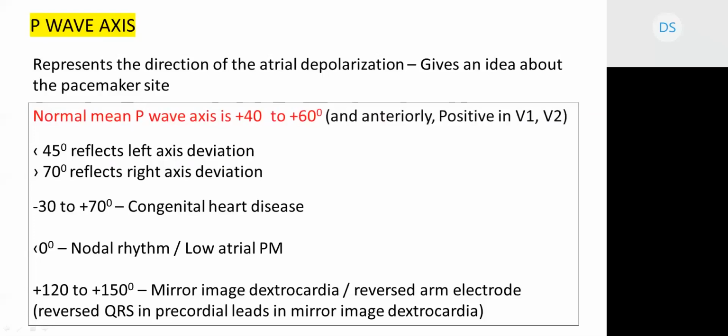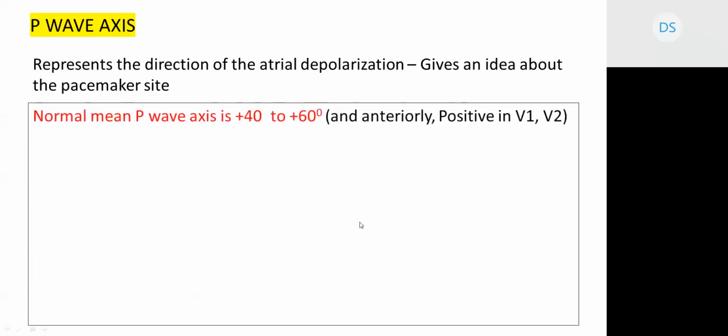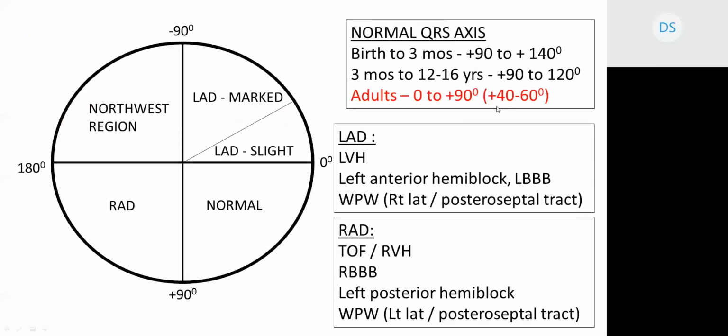So the message is normal P wave axis is plus 40 to plus 60. As you understood, the normal QRS is also from plus 40 to plus 60.